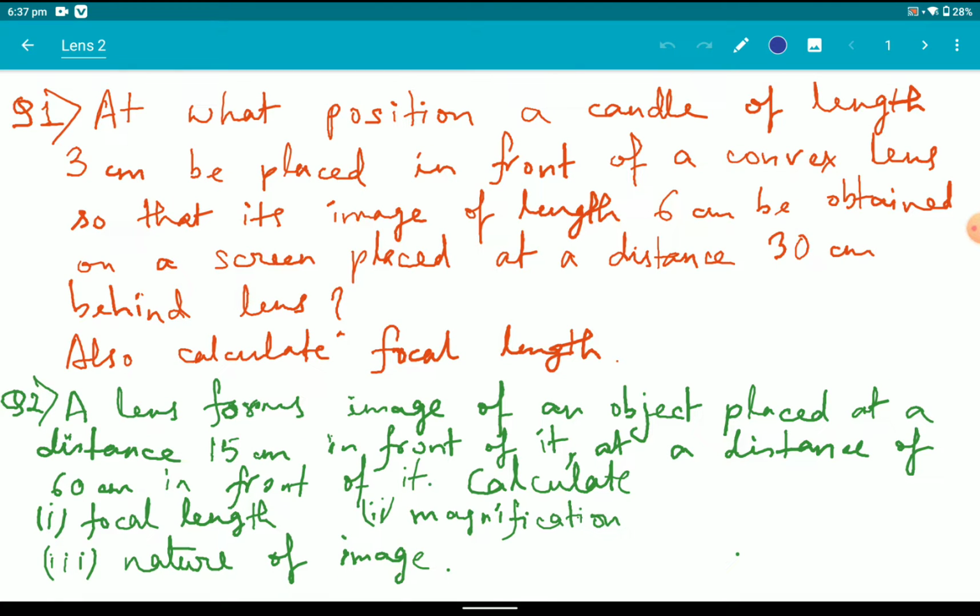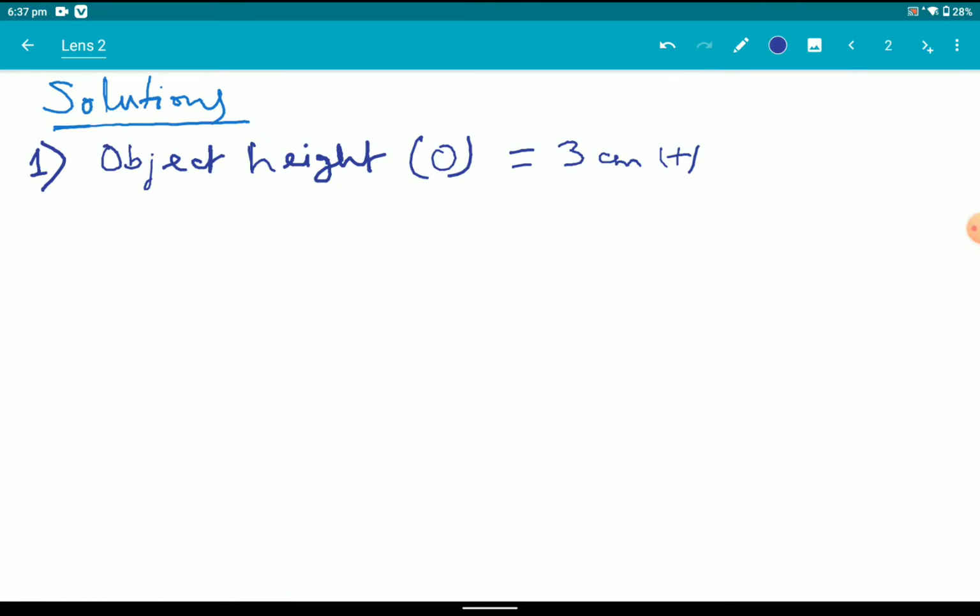At what position a candle of length should be placed? So we have to actually determine the position of the candle. That means that we have to determine the object distance. Okay, the image length is given as 6 centimeter. Image length means it is the image height. So the second thing that has been given here is the image height. So image height is denoted by the letter I, and it is given here as 6 centimeter.